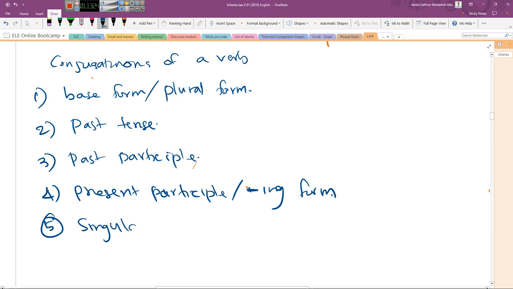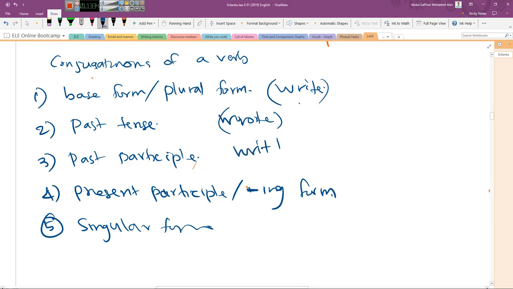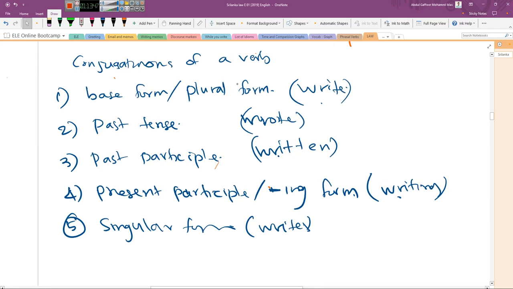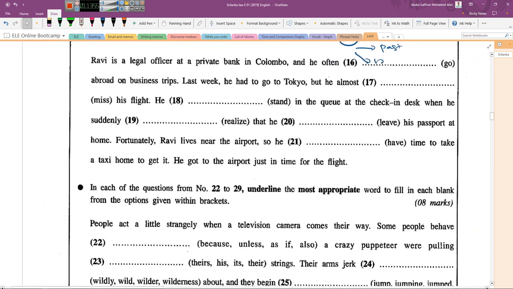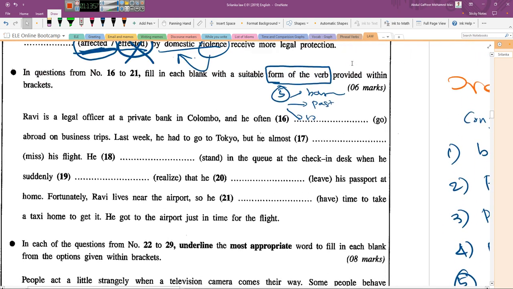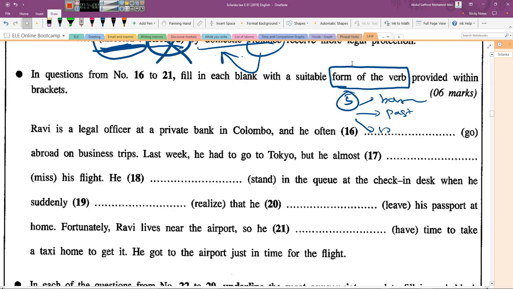Okay, singular form. For example, if I take write, write is the base form, wrote is the past tense, written is the past participle, writing is the present participle, and writes is the singular form of the verb write, right? And we can classify the verbs into regular, irregular and so on, but we don't need to bother about this right now. Okay, so we will just try to understand the question and try to answer it.